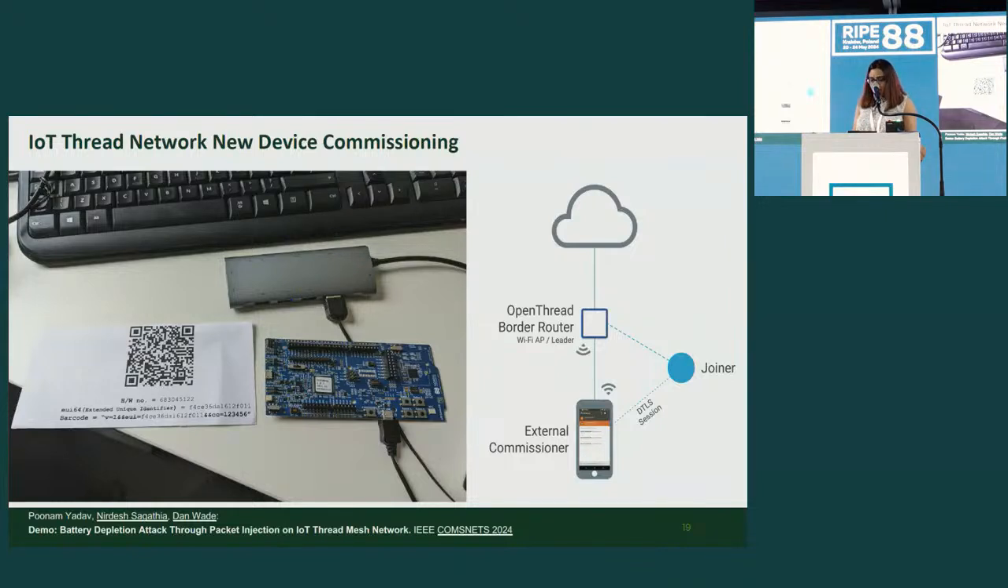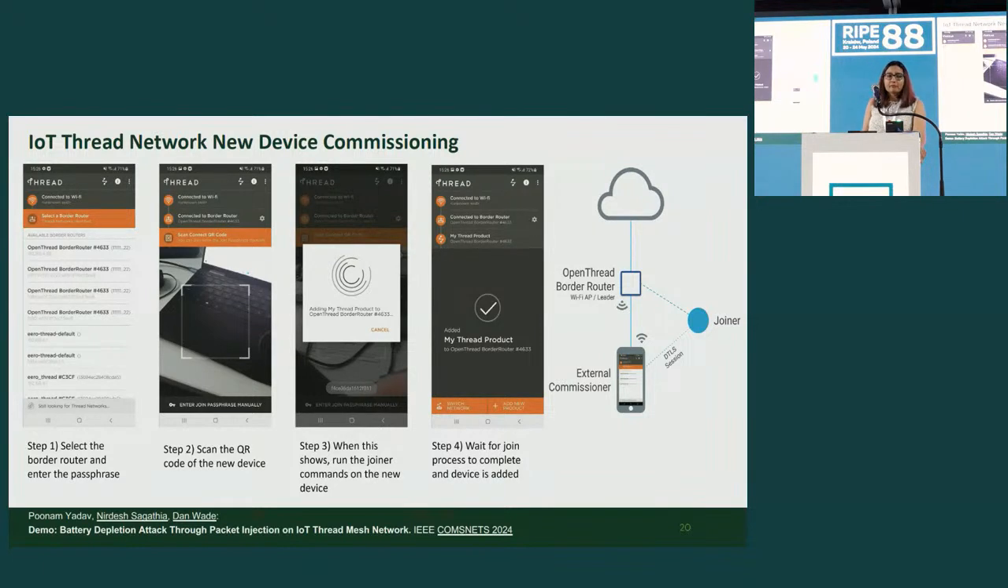Now in the next slide, I'll show this mobile app, which we also downloaded, and which is also supported by the OpenThread community. Then you scan the QR code of the new device. When this shows, you run the joiner command on the device and wait for the join process to complete and the device is added. So this is one way of connecting a new device into the network, but there are other methods, like a CLI command, where you can do that as well.